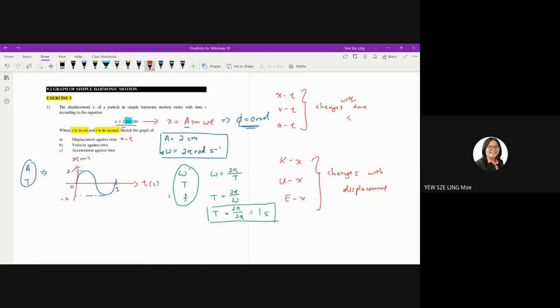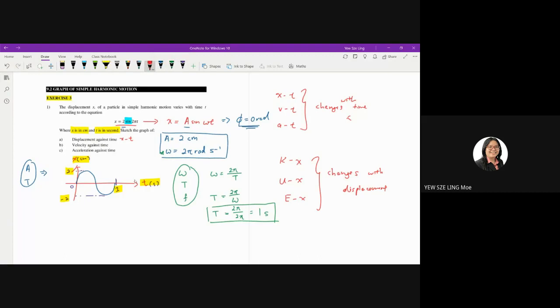So if the question didn't say anything, then you can leave it like this. The most important thing is you got the label for the axis, axis with unit, and then you got the value for amplitude, you got the value for period, and with a correct shape. So usually one of these questions is worth 3 marks in your exam.